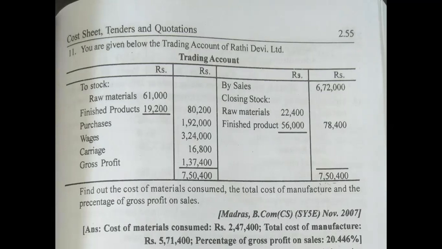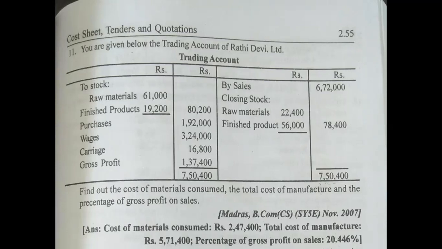So with this amount, we deducted the opening stock, then purchases, then wages, then carriage. So that is called our balancing value, the balancing figure, 1,37,400. It is the gross profit. It is calculated, so okay, it's not a problem. The problem is that another trading account is already given.